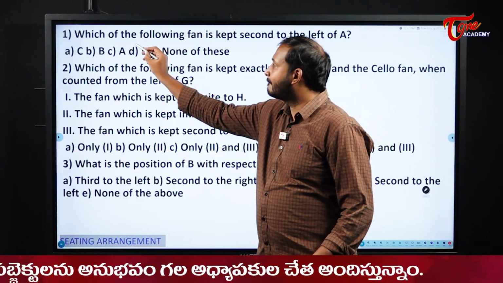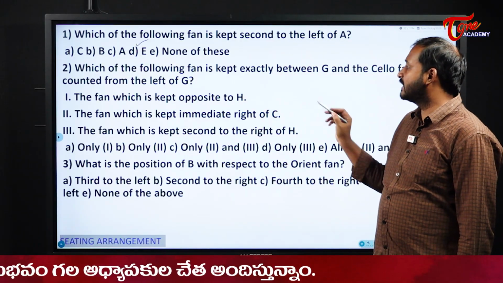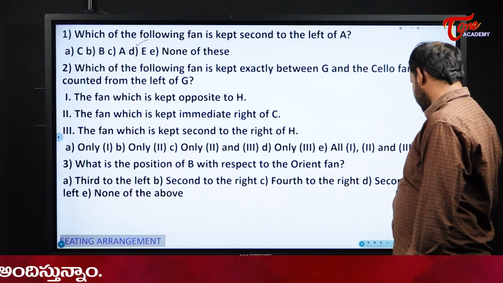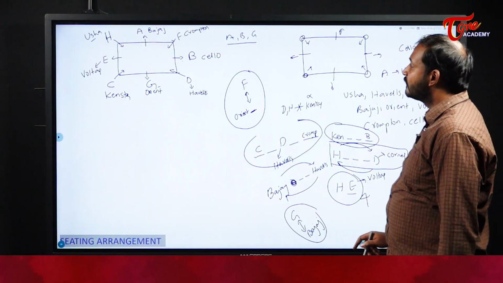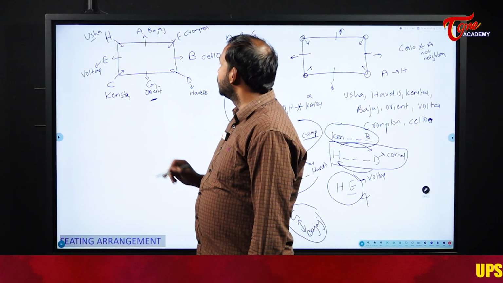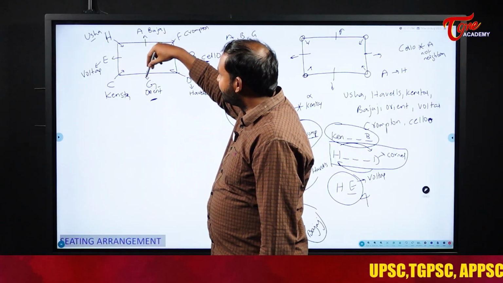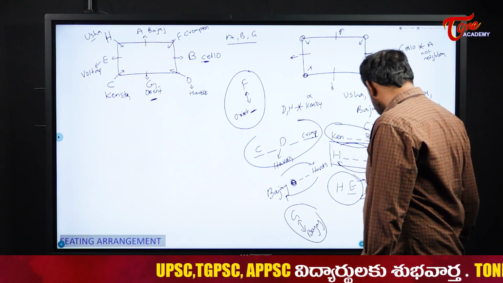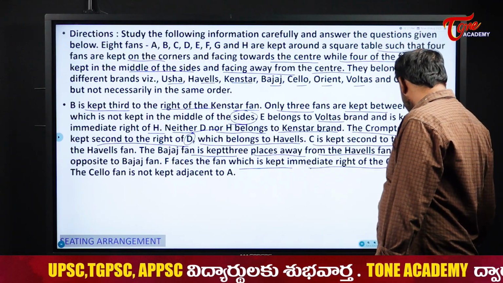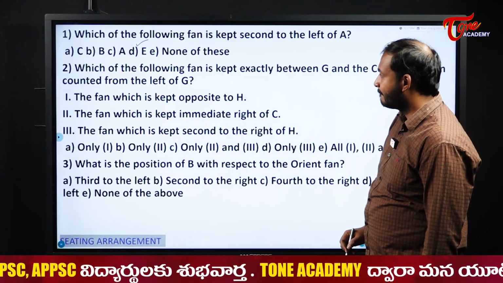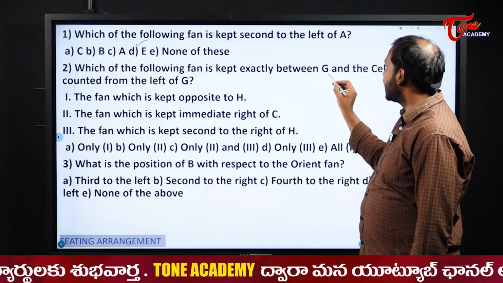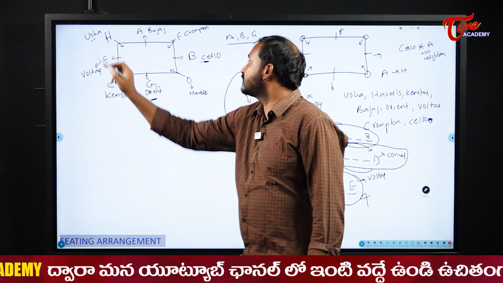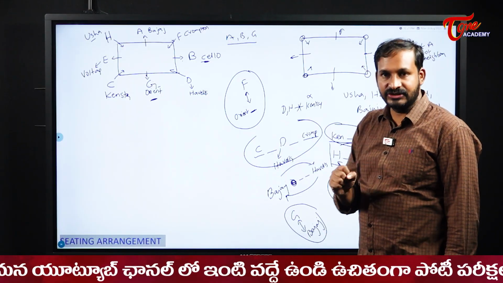Next, which of the following is kept exactly between G and the cello fan when counted from the left of G? G is here and cello is here. Left means from this side: 1, 2, 3, 4, 5. There are 5 fans if you count from left of G. So, which of the following is kept exactly between G and cello? Exactly between, right? So H or Usha. I can tell the fan H or Usha.